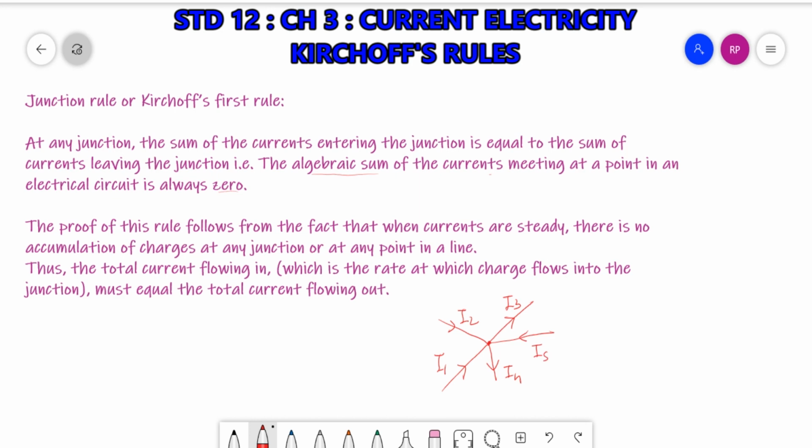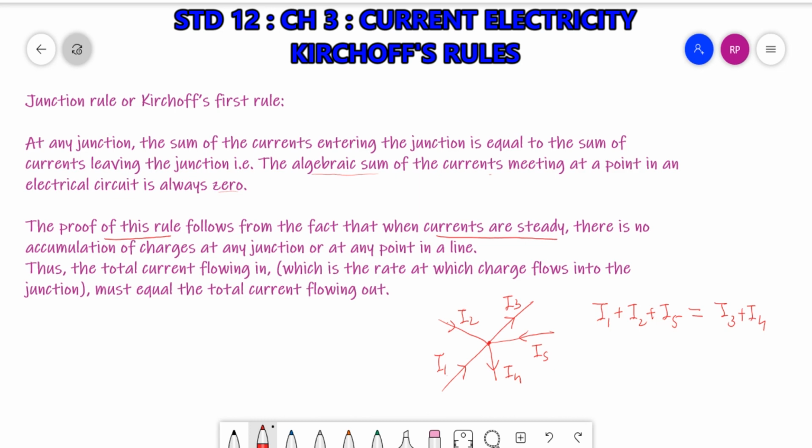Okay, now see what is the first statement. The sum of current entering the junction, which are I1, I2 and I5, that is I1 plus I2 plus I5, is equal to the sum of currents leaving the junction, I3 plus I4.